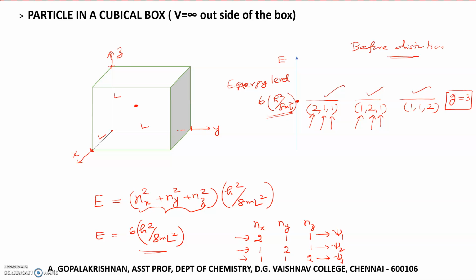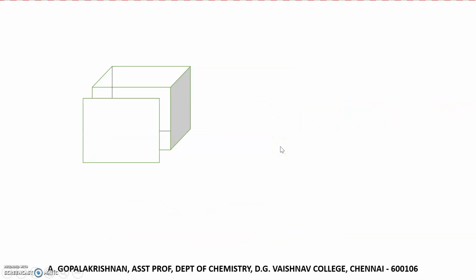So what I'm going to do here is I'm going to distort this geometry along x-axis. I'm going to elongate. This is the original position of the box. Now this length is L, that we know already. This is the x-axis and this is y and this is z that we know.